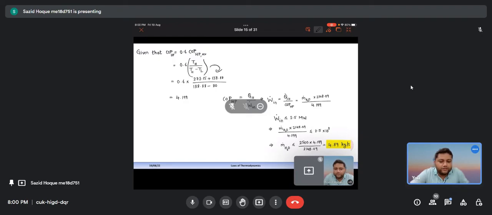So once you know that, we can find out what would be the mass using this expression. W dot in is also given. Q dot H we are finding in terms of the mass flow rate, and that will be the maximum mass flow rate, 4.89 kg per second. You can go to this calculation once, but that's how the problems will be like this only. It will be simple, but there is a very good chance that you will make a mistake while solving.